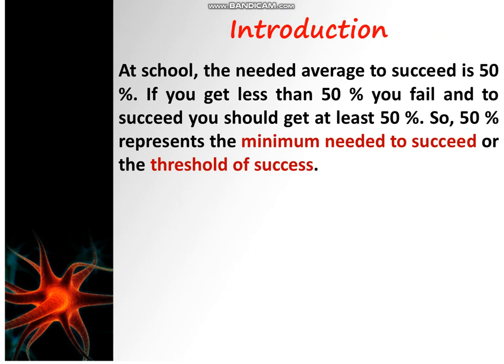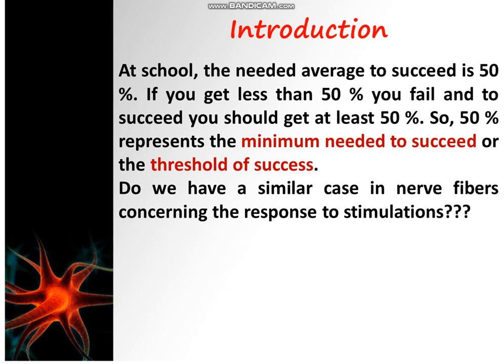First, at school, the needed average to succeed is 50%. If you get less than 50%, you fail, and to succeed, you should get at least 50%. So, 50% represents the minimum needed to succeed or the threshold of success. Do we have a similar case in nerve fibers concerning the response to stimulations?